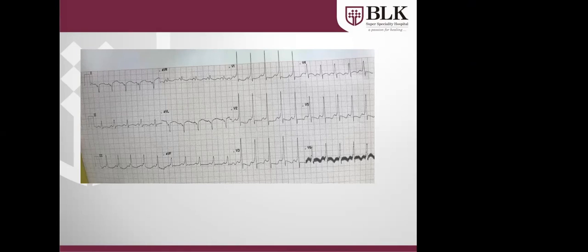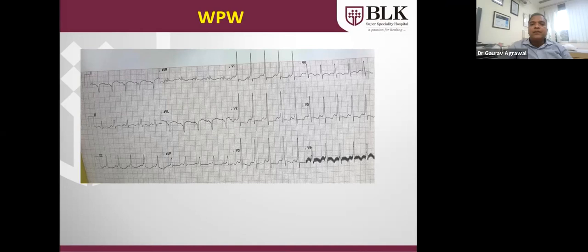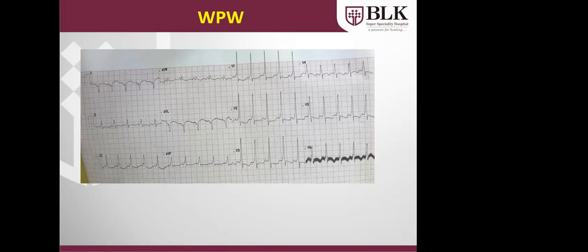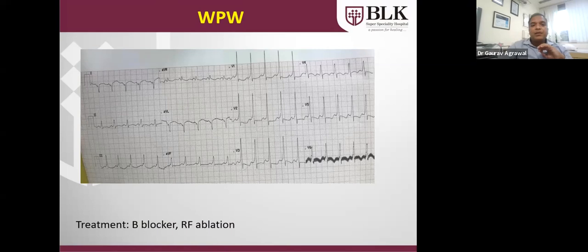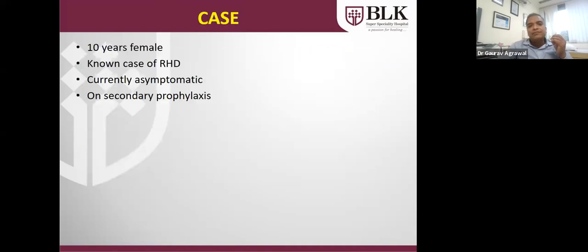It's slurred, sir. This is a typical ECG of WPW syndrome with short PR interval with slurring of QRS upstroke. It is always seen in WPW syndrome. The treatment is beta blocker and permanent treatment is radiofrequency ablation in the cath lab.